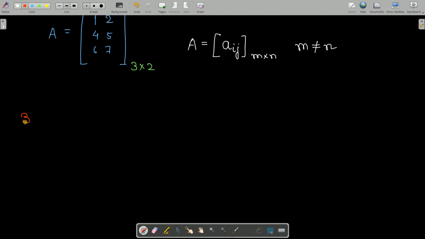Let's proceed further. The third type of matrix, we call this a row vector, or simply a row matrix.